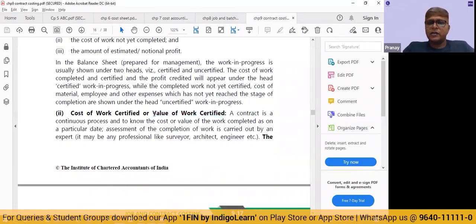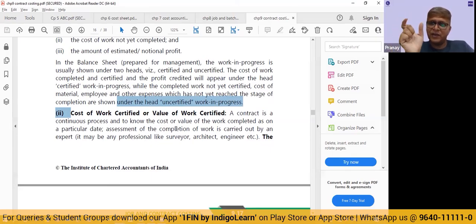Now friends, it's important to understand that there is a difference between the term value and cost. What is the difference? Value of the work is the revenue side. Cost of the work is the expenditure side. Now, when the contract is for 10 lakhs and 50% is certified, that means 5 lakh worth of contract is certified. That 5 lakh is the value of the work certified.